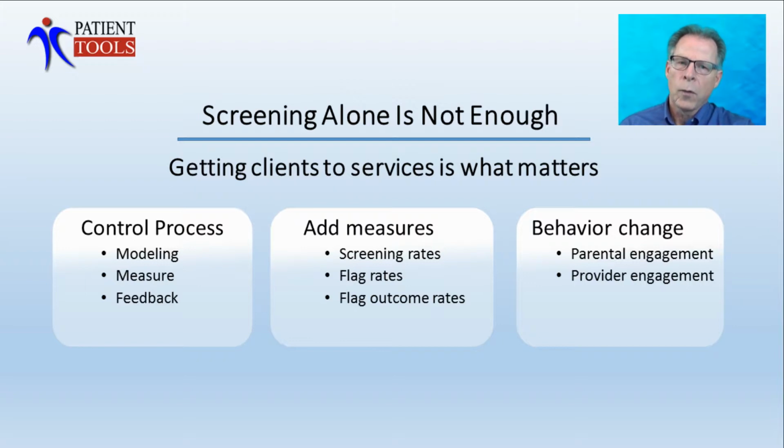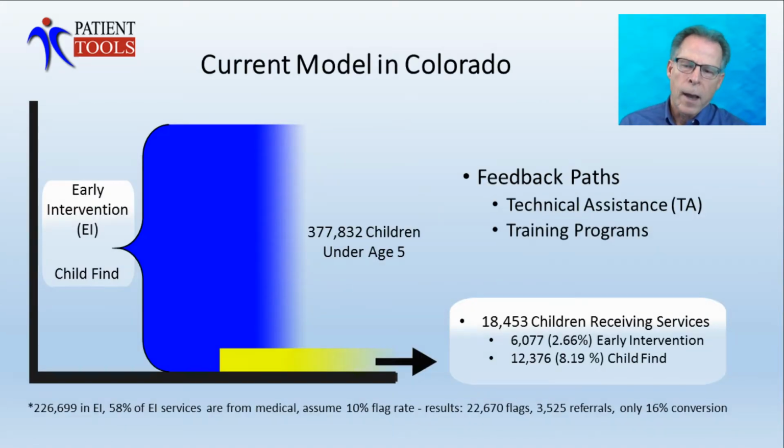So I want to run through a real quick look at what we've done here in the state of Colorado to try to analyze this a bit. In the current model in Colorado, what we're looking at is 377,000 plus children under the age of 5. And then when we go over and look at children receiving services, we're down in the 18,000. And our problem is that all we can see is what's coming out one end and what's going in the other end, and we really have no idea what's going on in the middle there.